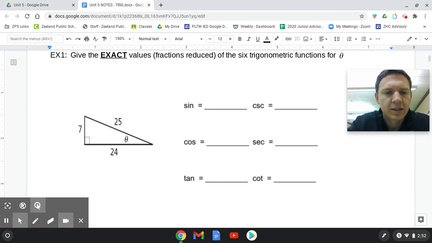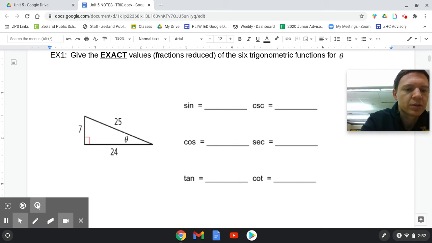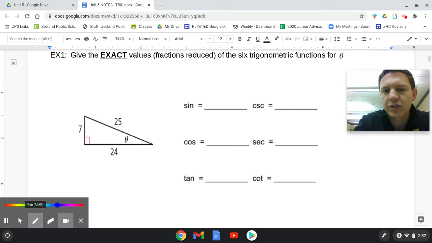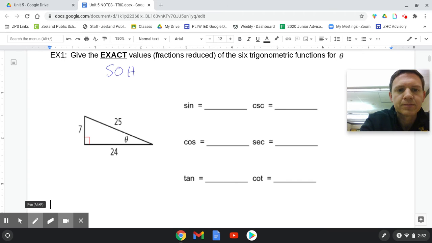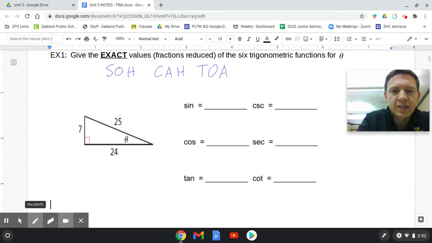All right, let's practice using these a little bit. Give the exact values, just reduced fractions, of the 6 trigonometric functions for theta. I'm not going to scroll up and down, but I'm just going to use SOHCAHTOA. So you can scroll back and look at the equations on your previous page of notes. I'm going to write it up here so we can remember. There should be thetas on all of these, so I'm going to go ahead and do that.